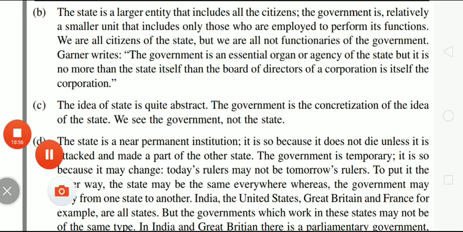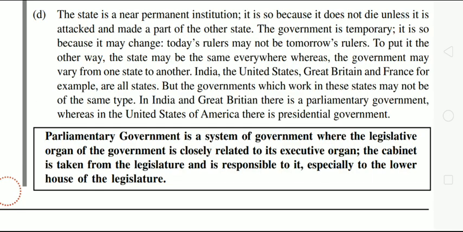D. The state is a near permanent institution. It is so because it does not die unless it is attacked and made a part of the other state. The government is temporary. It is so because it may change. Today's rulers may not be tomorrow's rulers. To put it the other way, the state may be the same everywhere, whereas the government may vary from one state to another. India, the United States, Great Britain, and France, for example, are all states, but the governments which work in the states may not be of the same type.